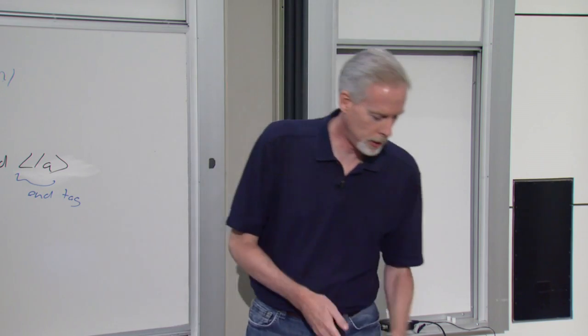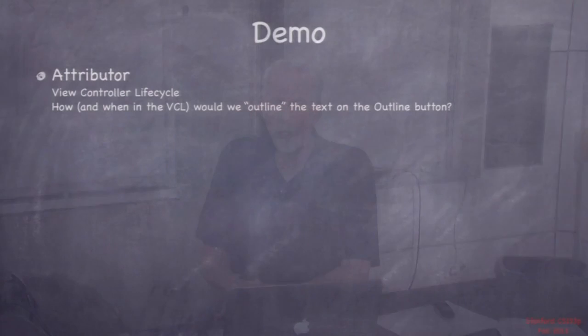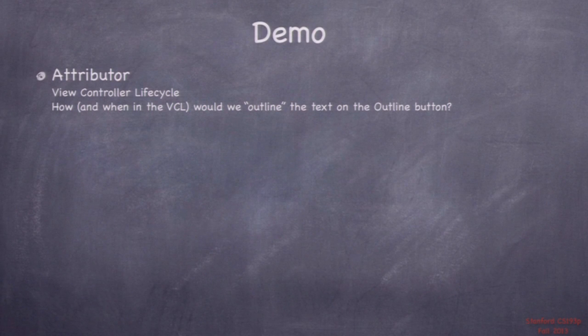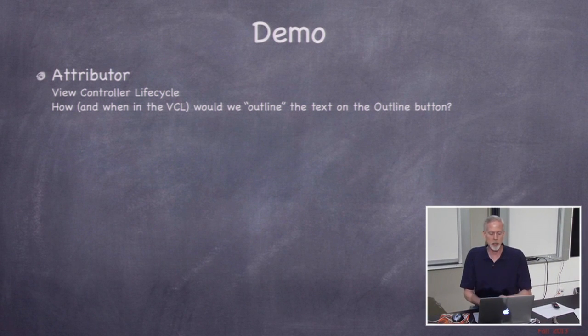All right. So let's see a little demo of using the view controller lifecycle. What I'm going to do is that outline button we talked about before. Let's make it so the outline button is itself outlined. That would be kind of a good UI. It's a little more indication of what it does.